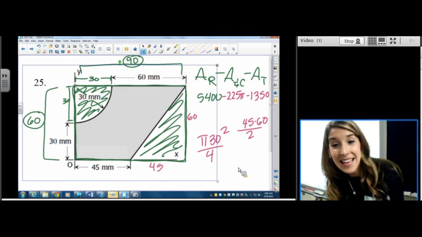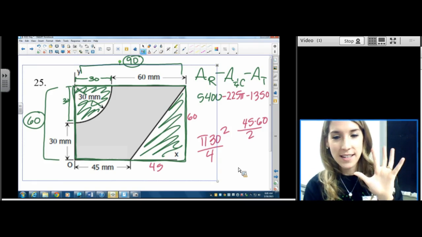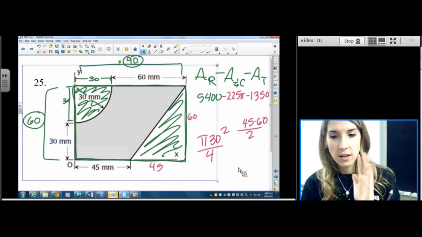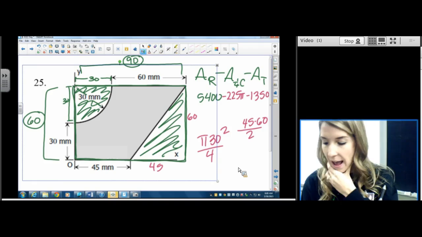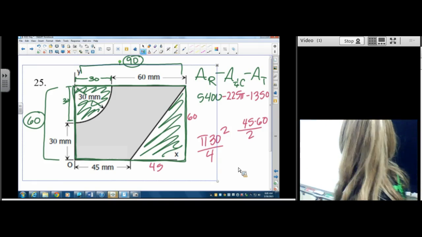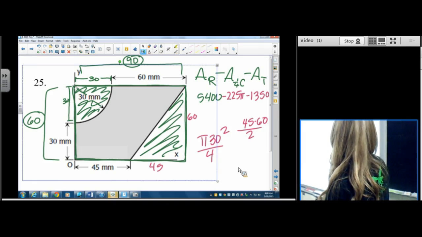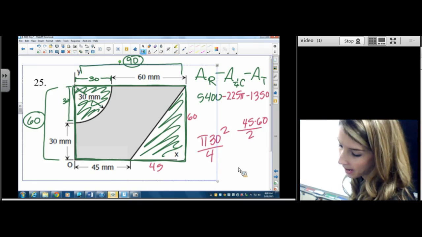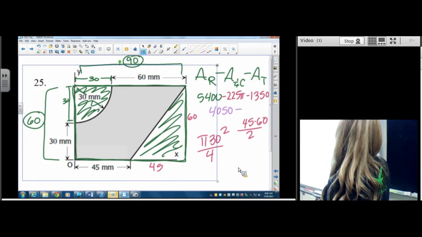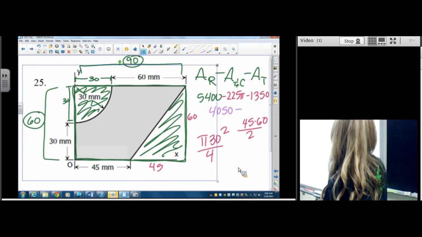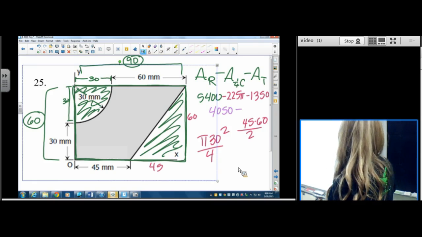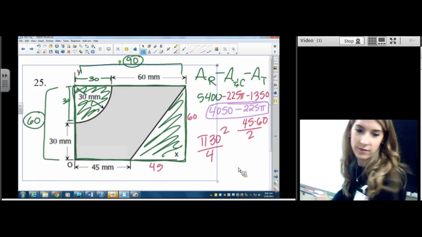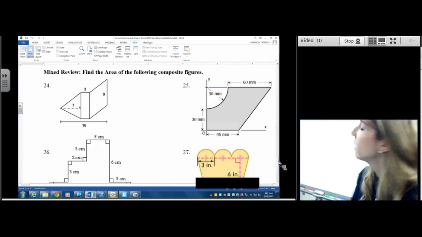Now we combine like terms. We are allowed to subtract the 5,400 and the 1,350. We're allowed to subtract those. So we get 4,050 minus 225 pi. And that is the final answer. Sorry, millimeters squared, on the recorded lesson.